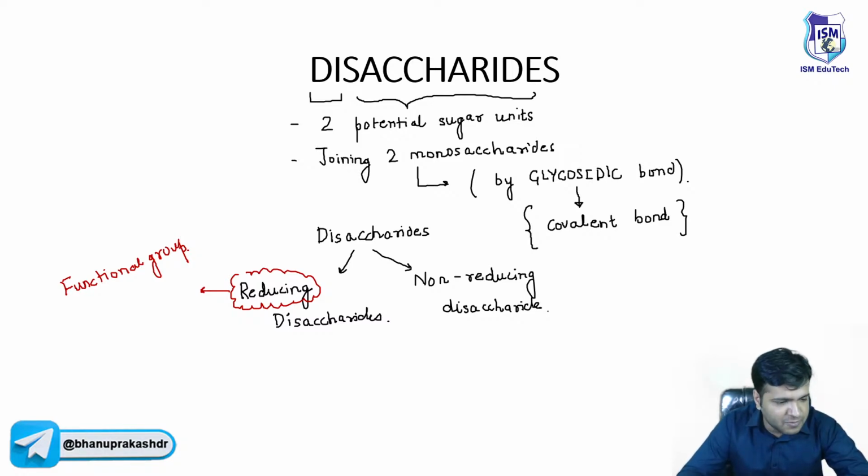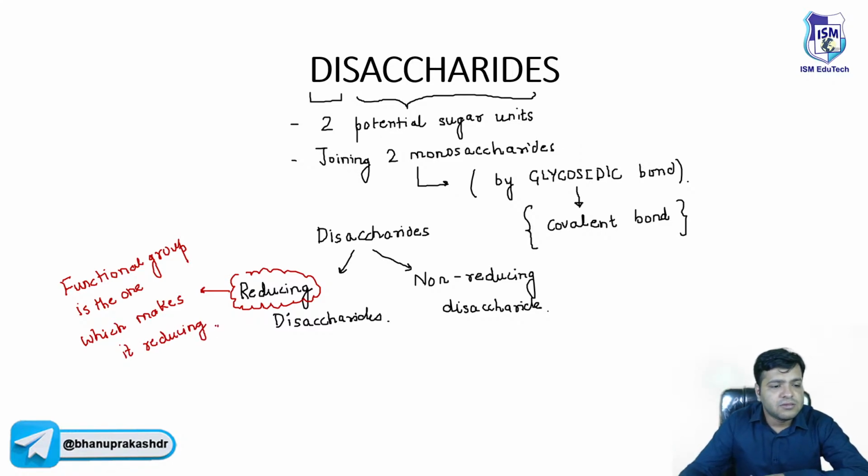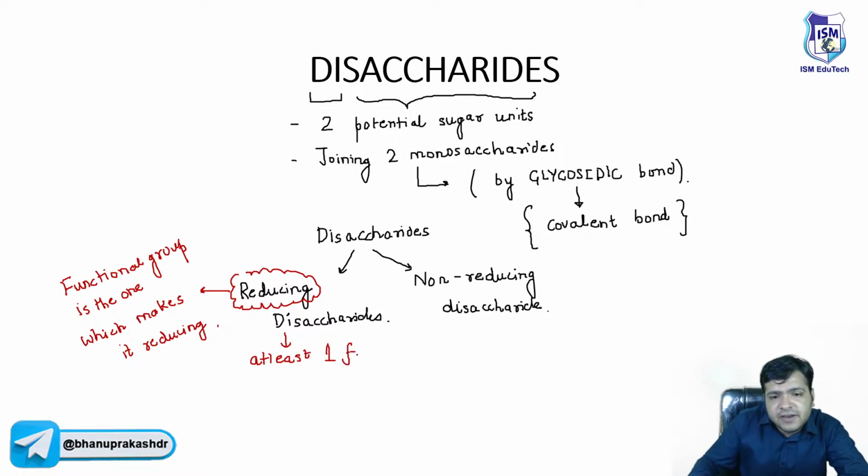We will learn this with the help of examples also, no need to worry. The functional group is the one which makes it reducing. So when I say reducing disaccharides, remember beta, at least there should be one free functional group.